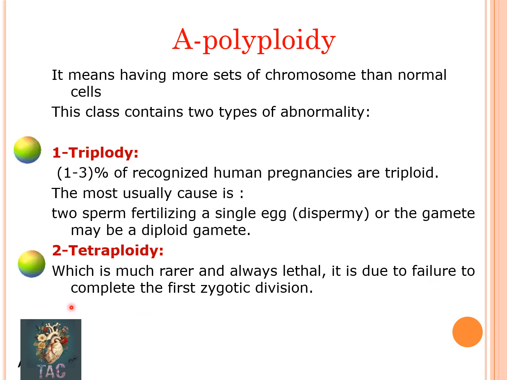It is due to failure to complete the first zygotic division, which results in 4n chromosomes, that is the tetraploidy. You must remember another point here: normally 50% of pregnancies are aborted, and out of these 50%, again 50% have major chromosomal abnormalities. So chromosomal abnormalities are usually not compatible with life, except a few of them.